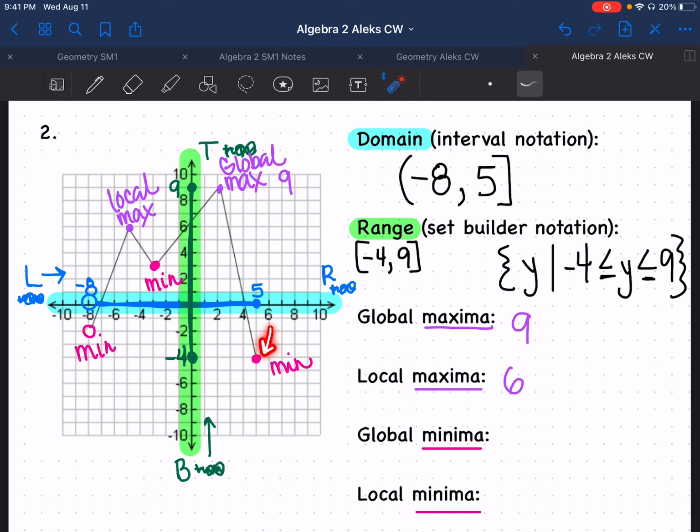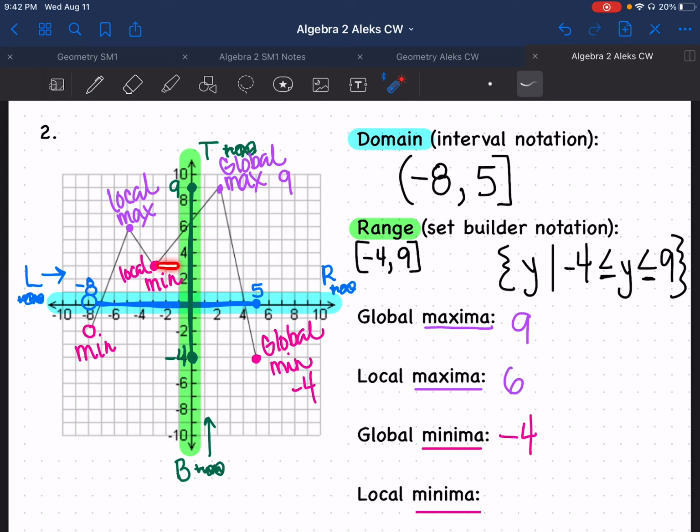I need to know its y value because this is going to be my global. All I have to do is follow it over, -4. There can only be one global, okay? There can only be one global. Local. The local is going to for sure be this one.